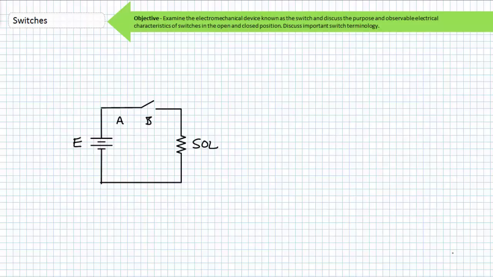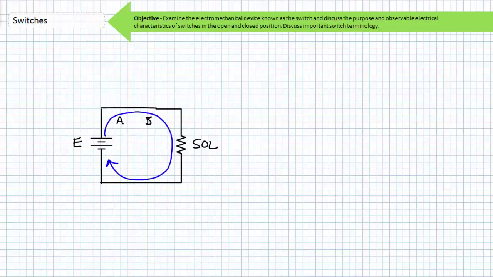If an operator closes switch A but leaves switch B open, the solenoid still can't receive current via the open presented by switch B in its path. Conversely, if an operator closes switch B but leaves switch A open, the solenoid still can't receive current via the open presented by switch A in its path.